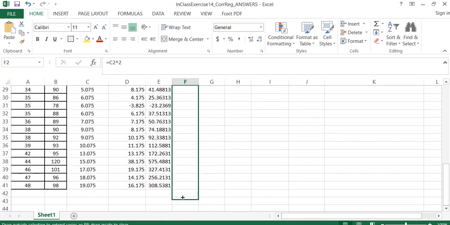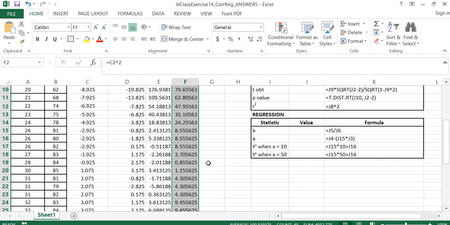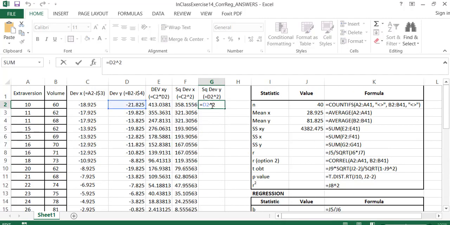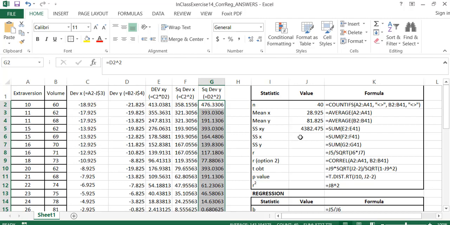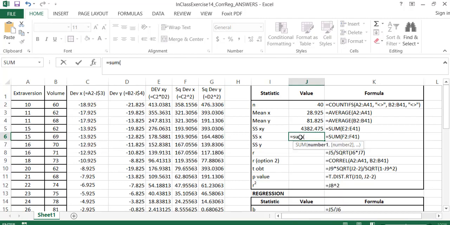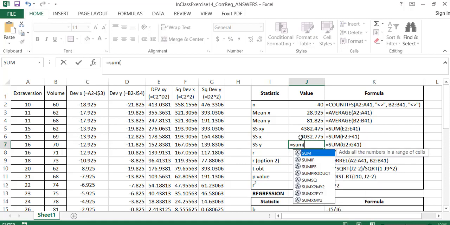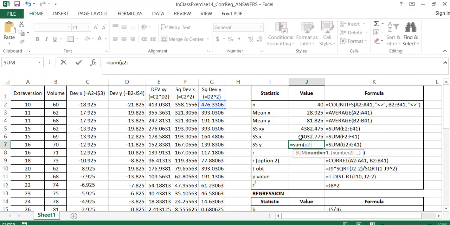Do that for each individual's deviation from the mean on x. Same thing for square deviations on y. We're going to take each individual person's deviations from the mean on y, square that deviation, and then we can sum these together. So F2 to F41 gives us square deviations for x and G2 to G41 gives us square deviations on y.